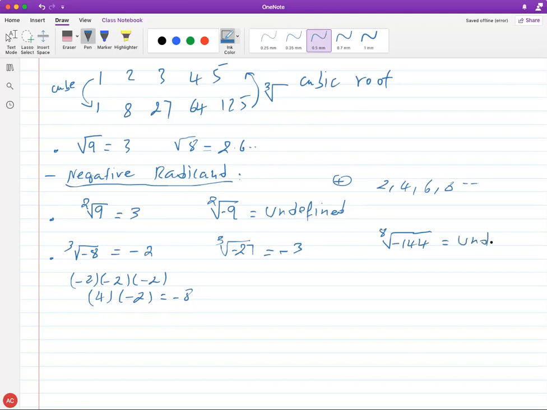Is it every time you get an odd number, or how do you know? If the index is odd, you can have a negative. Here's an example. Let's say you have 11 here and you have -2, 8, 4. I don't need the answer, I don't need the value, just whether it's defined or not. Is this defined?